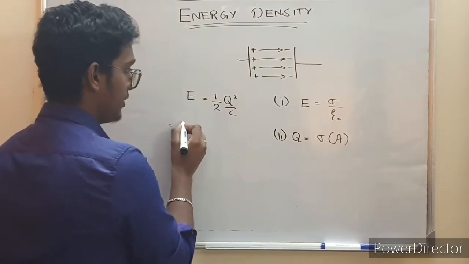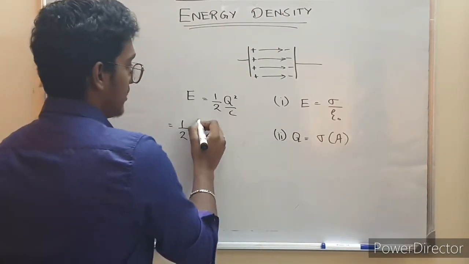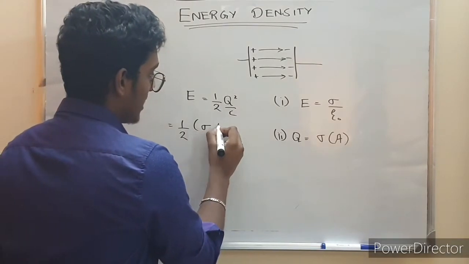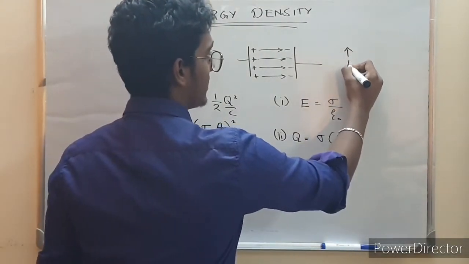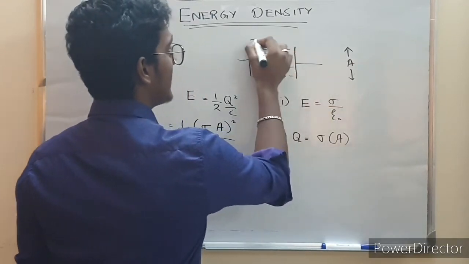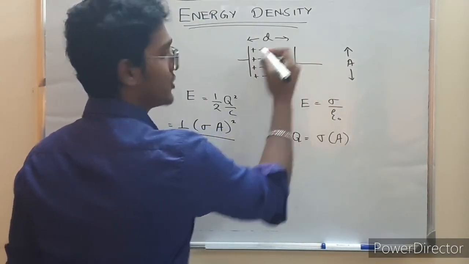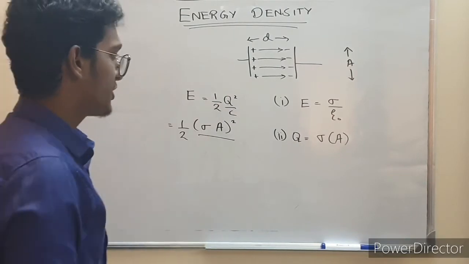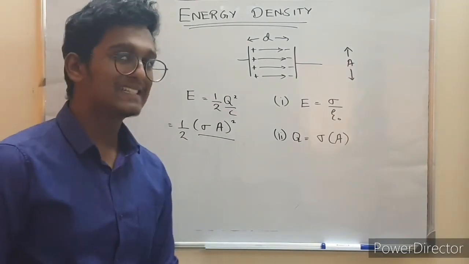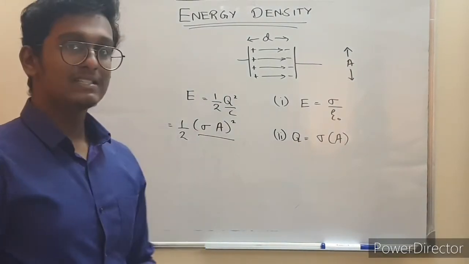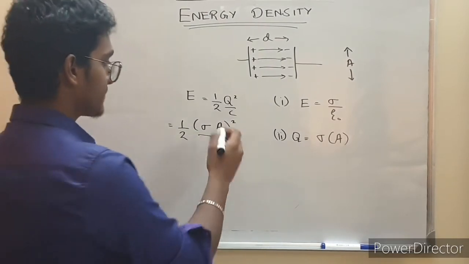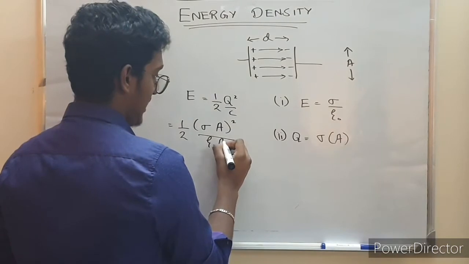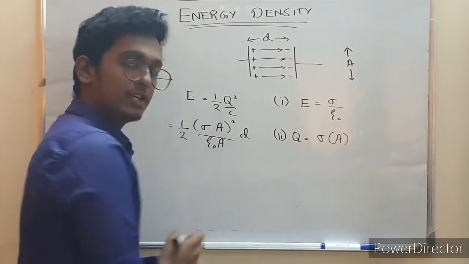So let's substitute for Q. Let's substitute Q as sigma times A, squared, where A is the area of the plate and D is the distance of separation as usual. So we substituted for Q. Now how do we substitute for C? Capacitance is epsilon naught A divided by D, and we just did the derivation for that. So epsilon naught A divided by D goes to the numerator.